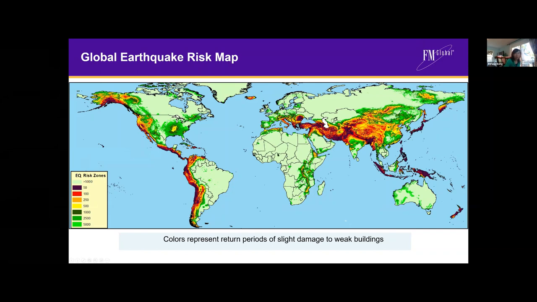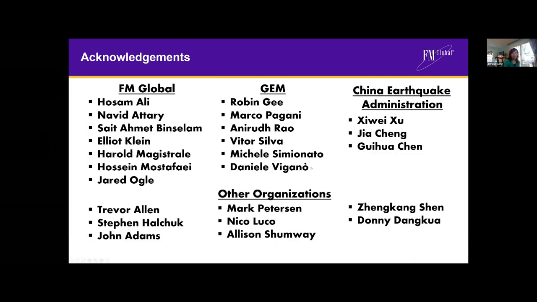So to summarize, we have been using OpenQuake Engine and other GEM products in our engineering-based insurance applications. I would like to thank many people for these three applications. First, from within FM Global, I would not read all the names, but those people all contributed to the global risk map, China project, and risk target ground motions.